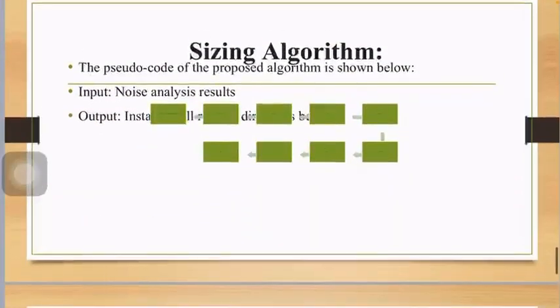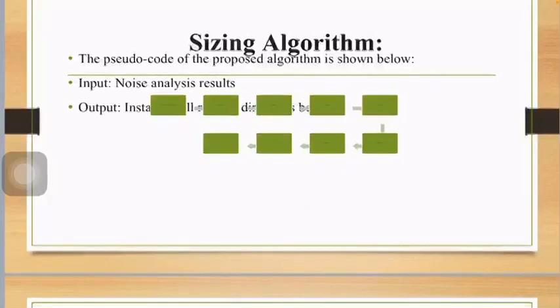So here is the way our algorithm is sized. The pseudocode of the proposed algorithm is shown below. At input, the noise analysis results; at output, an instance cell is replaced. So here are the steps of how a heuristic algorithm is designed for crosstalk noise reduction.